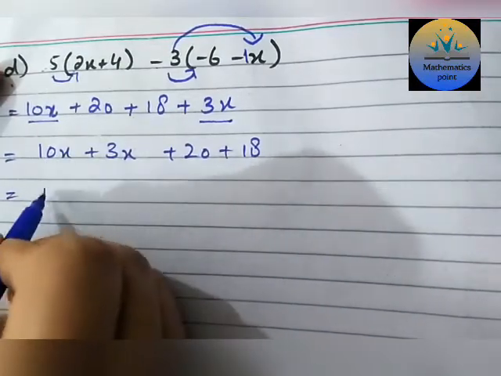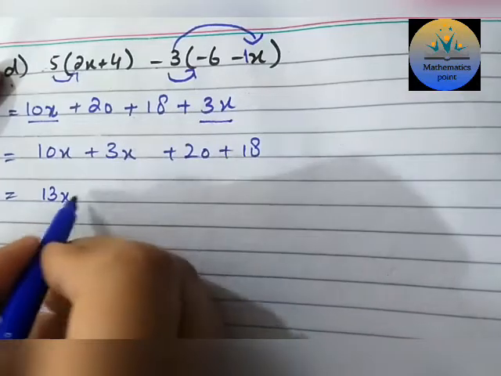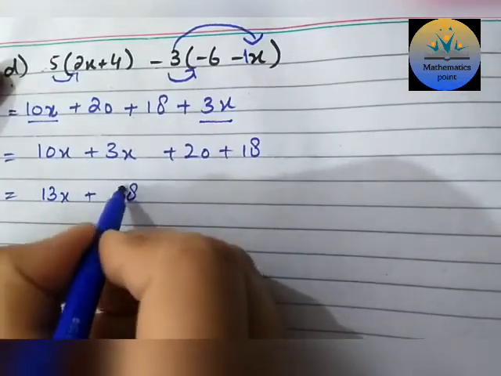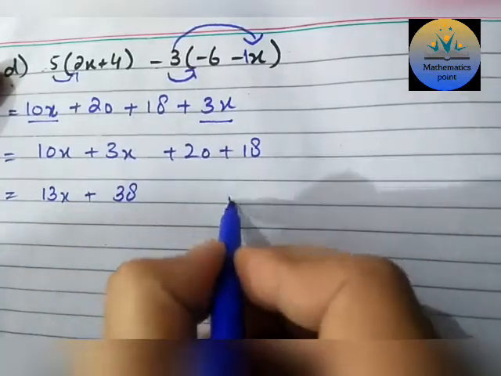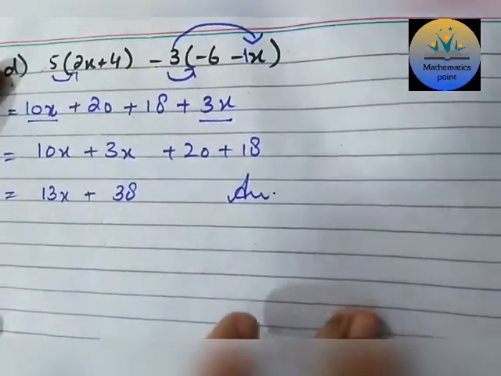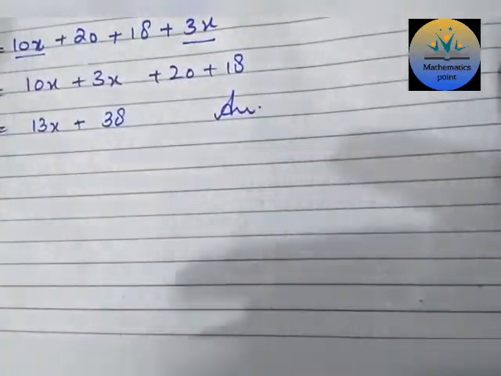Now 10 plus 3 is 13x, and 20 plus 18 is 38. This is done with part D. Now we do part E.